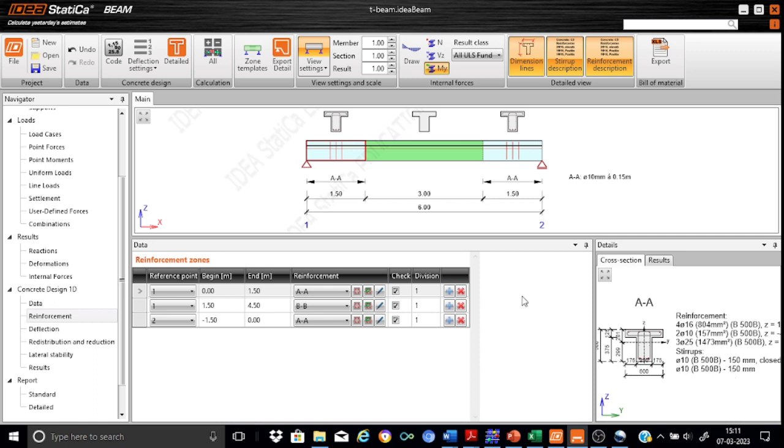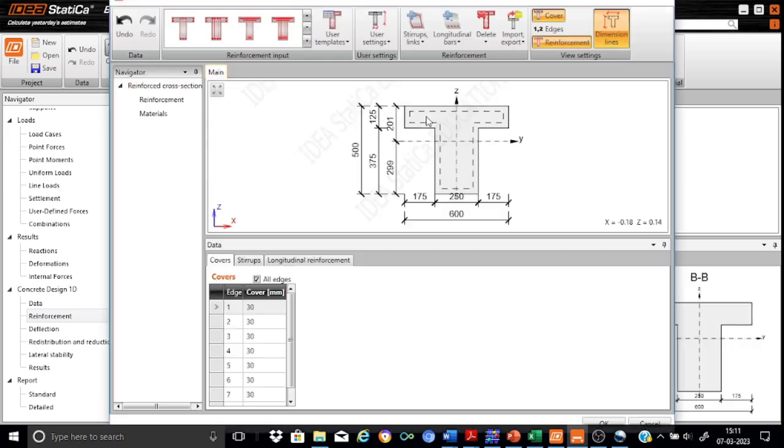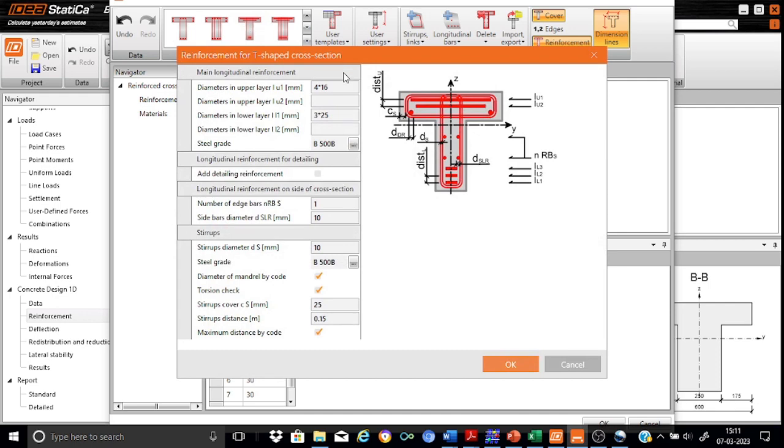Now in a similar way we can proceed for section BB. Let me press this part. Here, as you can see, we'll be using the third one, and 416 at the top remains okay. In the lower layer we would like to keep 325. In the second lower layer, we want to introduce 220 bars, right? 220 bars, and it's okay.